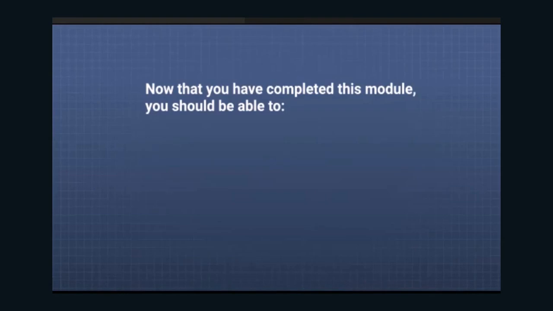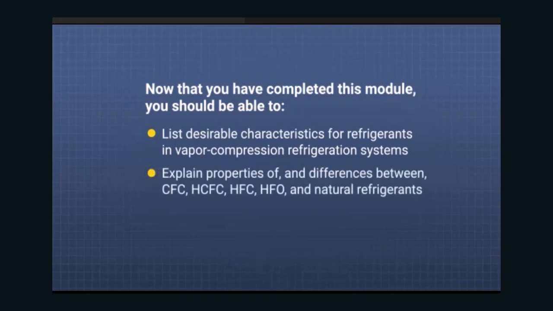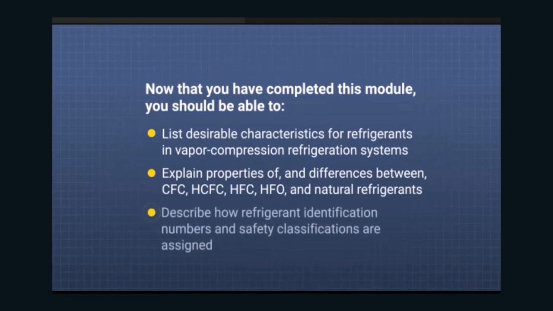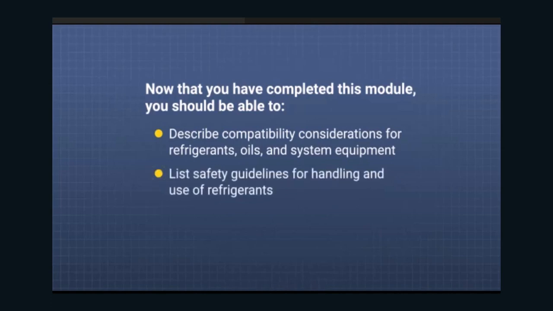Now that you have completed this module, you should be able to list desirable characteristics for refrigerants in vapor compression refrigeration systems. Explain the properties of and differences between CFC, HCFC, HFC, HFO, and natural refrigerants. Describe how refrigerant identification numbers and safety classifications are assigned. Describe compatibility considerations for refrigerants, oils, and system equipment. And list safety guidelines for the handling and use of refrigerants.